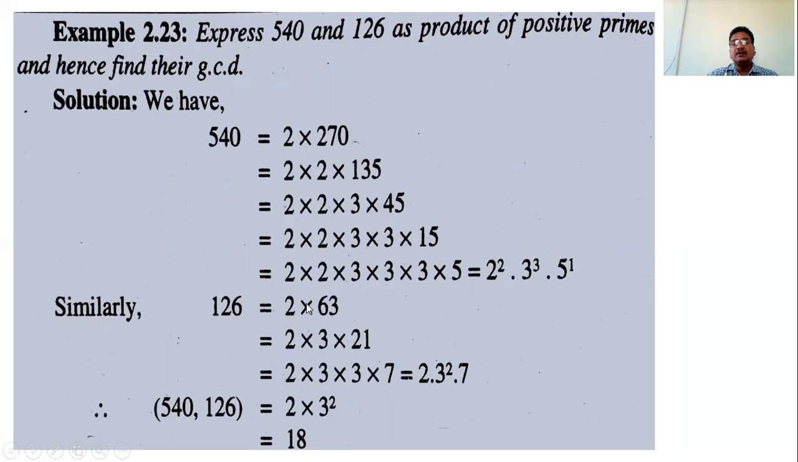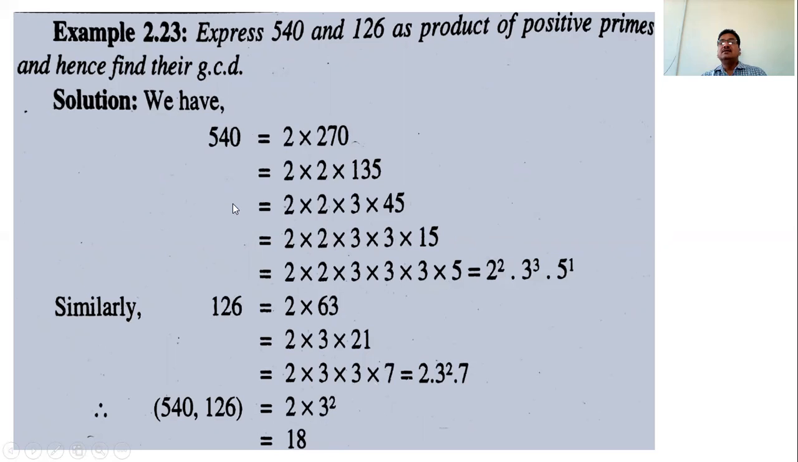And so what are the common numbers? 2 is common here. Then 3 and this 3, this 3 and this 3, so 3 squared, or 3 into 3, is common. So 2 into 3 into 3. 7 is not common, 5 is not common. So 2 into 3 into 3, that is 18, is the greatest common divisor of these two numbers.